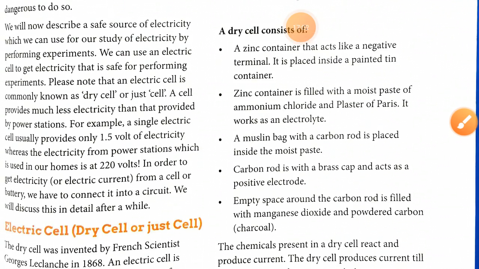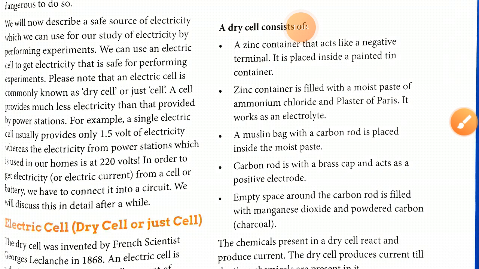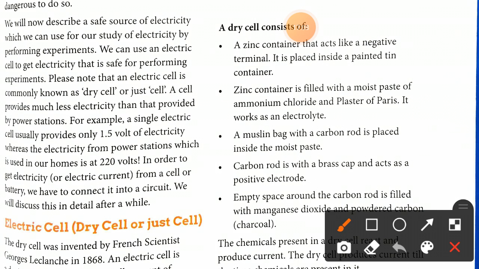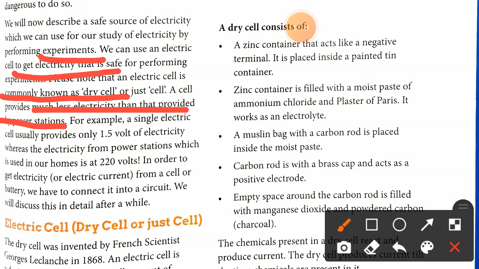We will now describe a safe source of electricity which we can use for our study of electricity by performing experiments. We can use an electric cell to get electricity that is safe for performing experiments. Please note that an electric cell is commonly known as a dry cell. Clear? A cell provides much less electricity than that provided by power stations. For example, a single cell usually provides how much? 1.5 volts of electricity, whereas the electricity which comes from the power station consists of 220 volts.